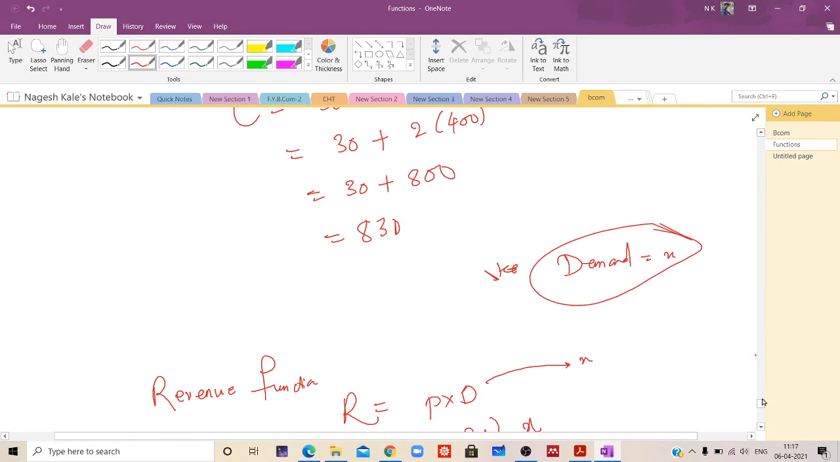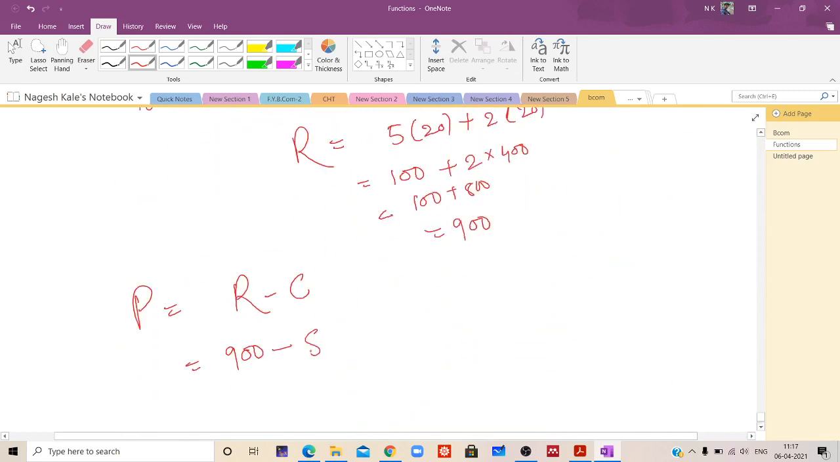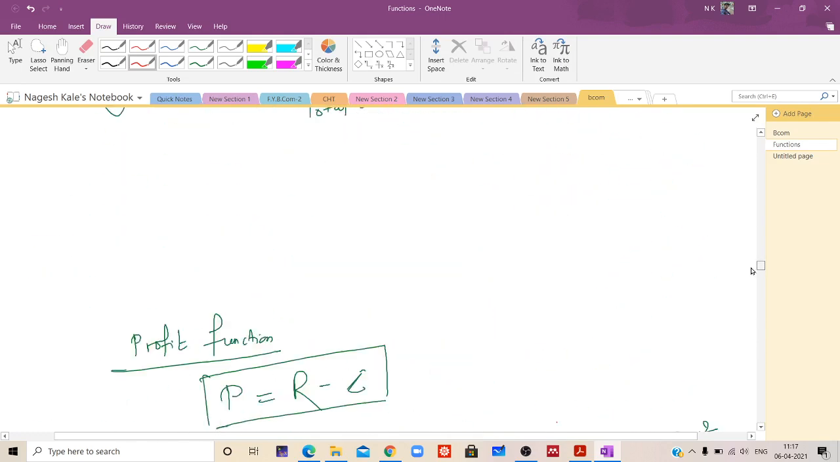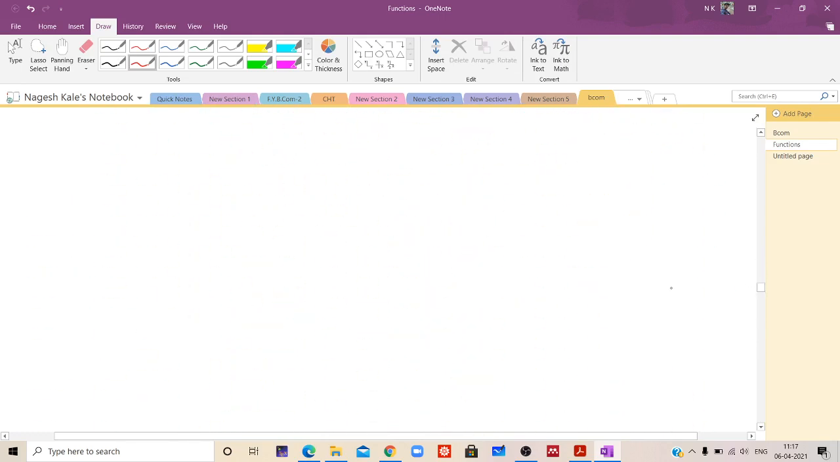Cost is 830. Okay, so total revenue will be rupees 70. Sorry, total profit will be equal to 70 rupees. So this is how we solve this kind of examples, right? I will take one more example and solve it, and then I will give you some homework and you have to solve that on your own.